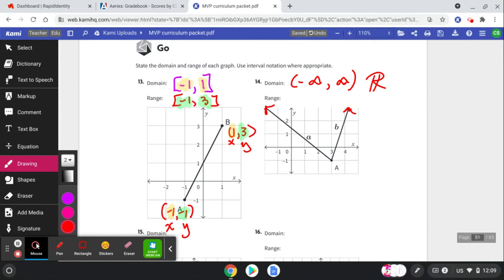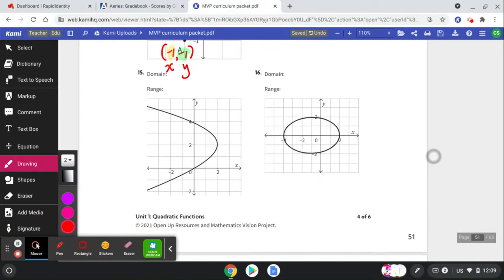The range goes from a boundary from here at -1 forever up to infinity. So my range goes from -1 to infinity. My domain goes from -infinity to infinity.